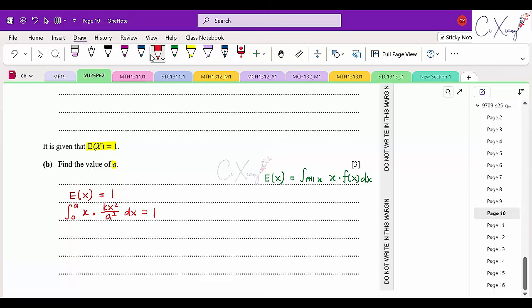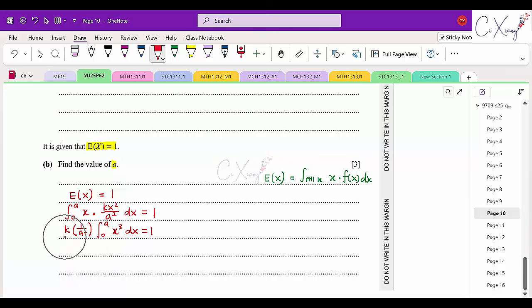Because the mean given is 1, right? Expected value is 1. So I let it equal to 1 here. What I can do now is take out the k and also the a squared. Because both of them are constants, I'm having k multiplied with 1 over a squared, then x to the power 3 dx equals to 1.